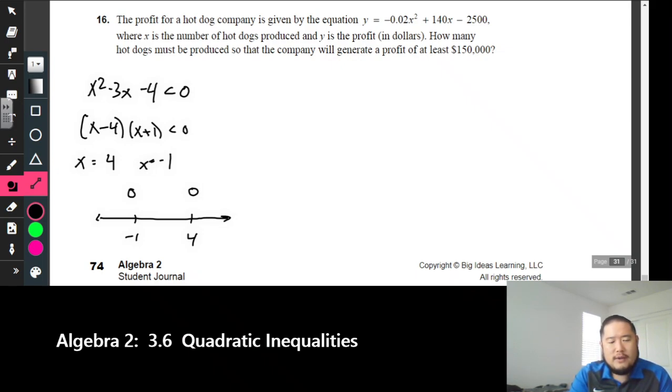So let's figure out where the function is true. I could plug a number in between. That would be 0. So if I plug 0 into here or up here, will that be a true statement? So 0 squared is 0. We got negative 3 minus 4. That's negative 7. Is that less than 0? That is true. So that means that in between right here, we have ourselves a conjunction.